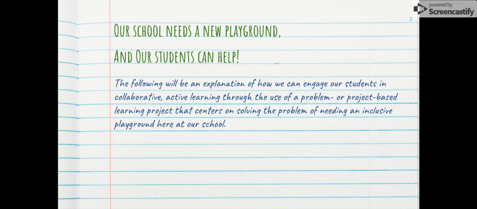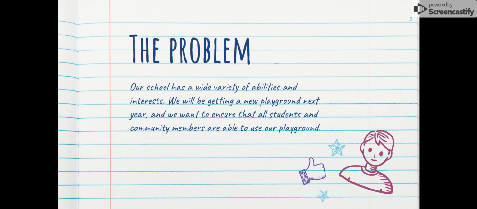The following will be an explanation of how we can engage our students in collaborative, active learning through the use of problem or project-based learning that centers on solving the problem of needing an inclusive playground here at our school. Because our school houses an autism spectrum disorder program, it's important that every student in our school has the ability to use our playground to its fullest.